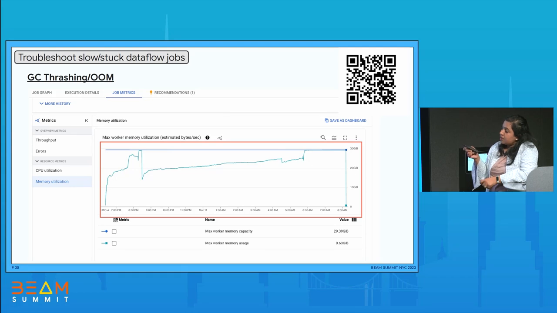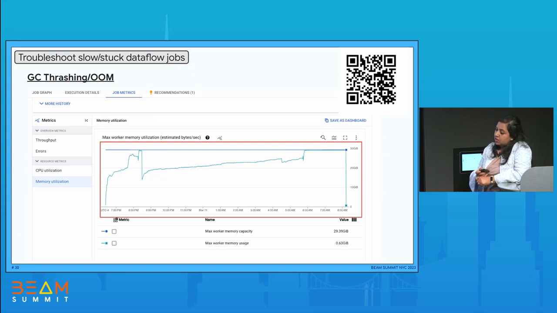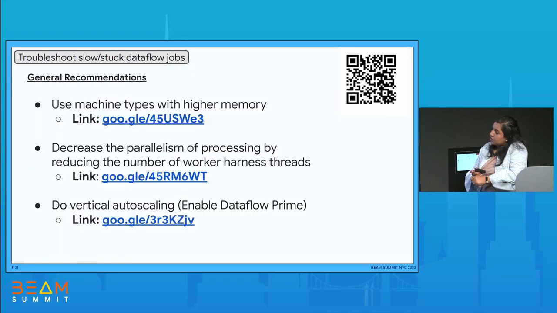Now if I look at the memory utilization graph, this indicates that the memory went up until the max. Then some internal workers got restarted, they did some work again, and the memory reached the max limit again. So this is a clear example of how garbage collection is happening, and we are restarting the workers over and over again. So what do we do in this case?